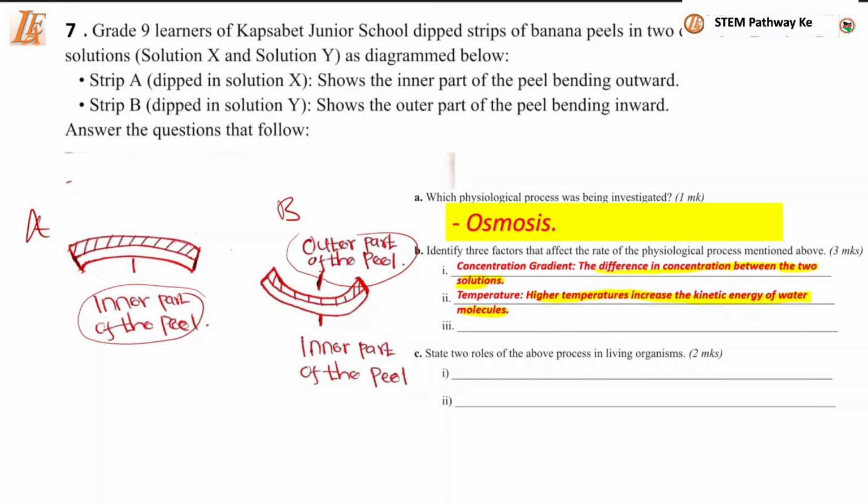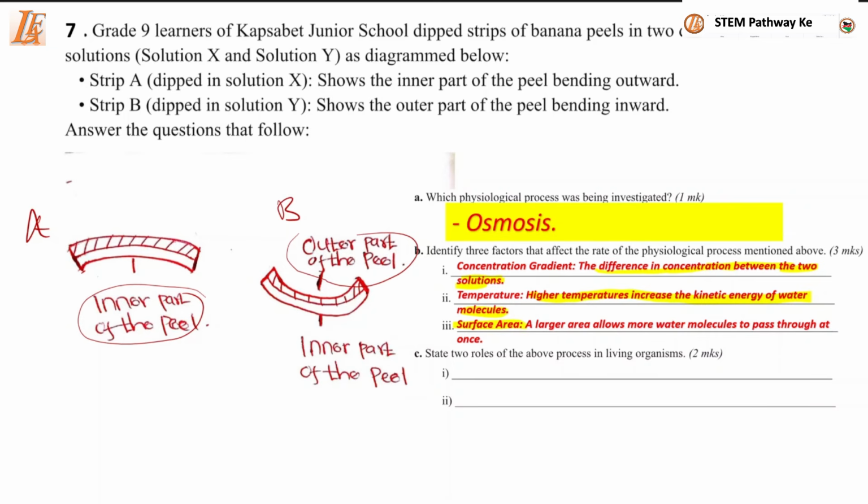The third one is the surface area to volume ratio. A large surface area allows more water molecules to pass through at once, and therefore a large surface area increases the rate of osmosis.